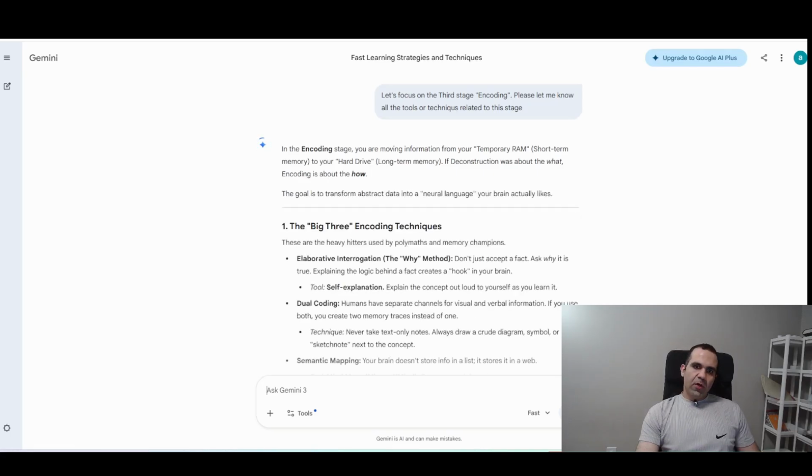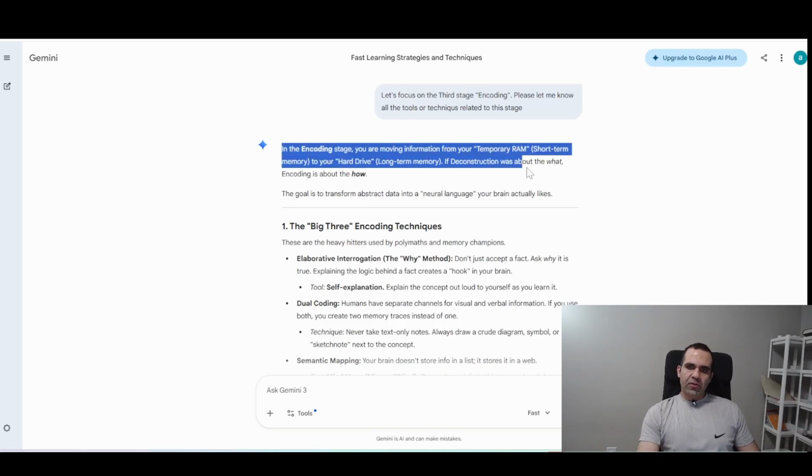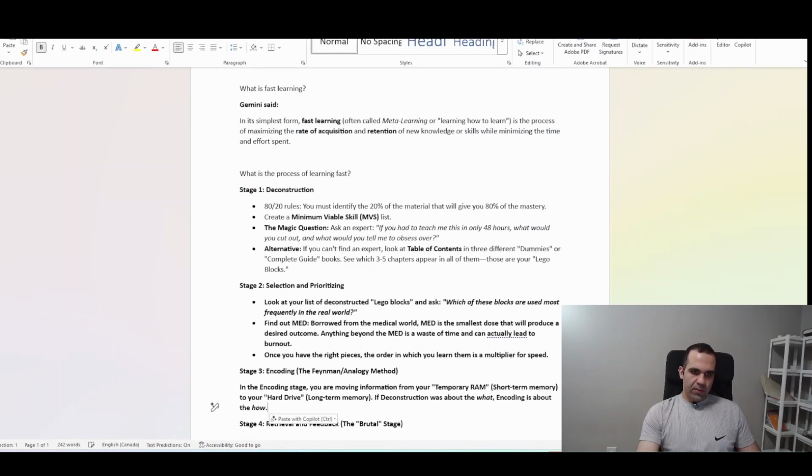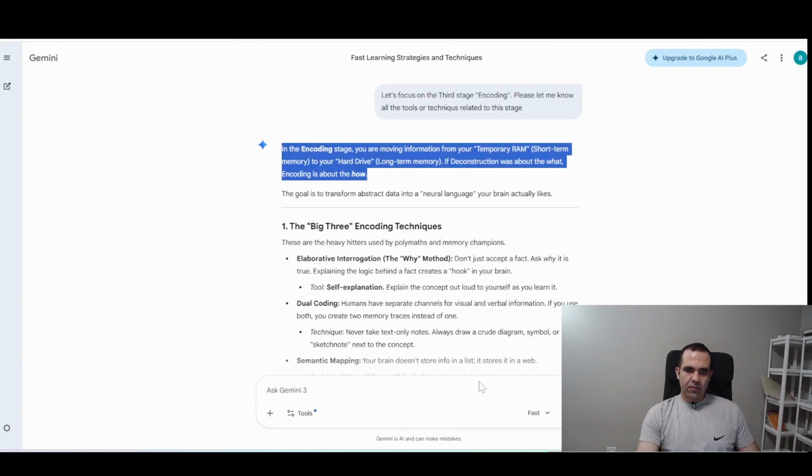In the encoding stage, you are moving information from your temporary RAM to your hard drive, or long-term memory. Deconstruction was about what, encoding is about how. The goal is to transform abstract data into a neural language your brain actually likes. Okay, so let's make it clearer.